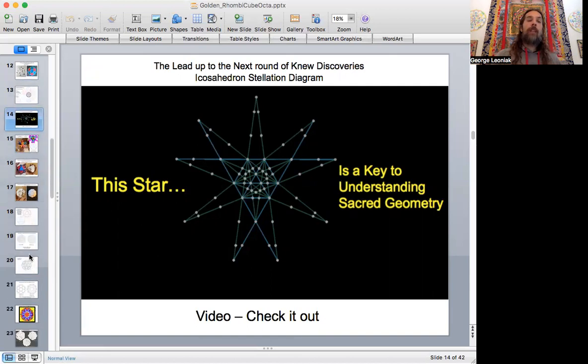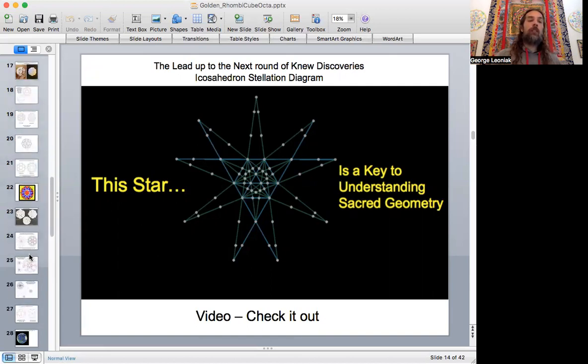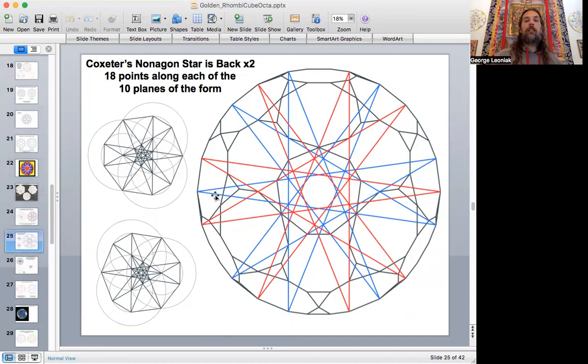Well, that flat plane of those two Coxeter Nonagon stars are in the center, dividing through the midpoint of the form, basically in 10 planes. So there are 10 planes because there are 20 of these faces, these Nonagon faces. So there's one Nonagon, and then there's another Nonagon below it. And this is now through the center of the form. So we have 18 points along there.